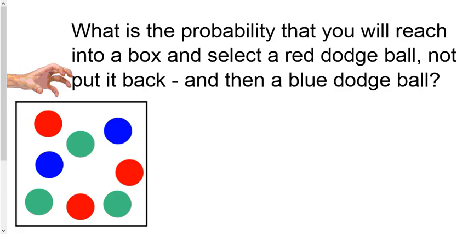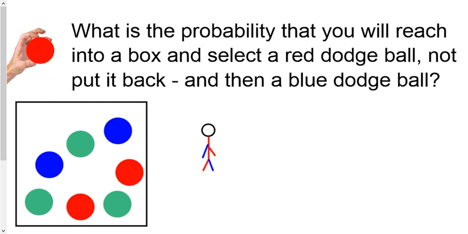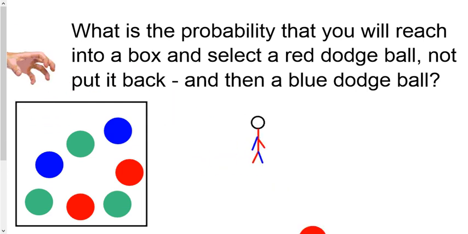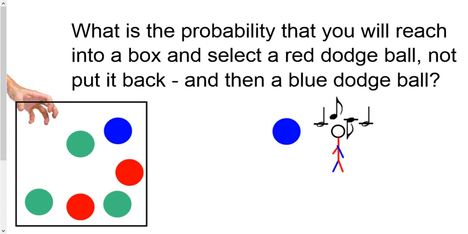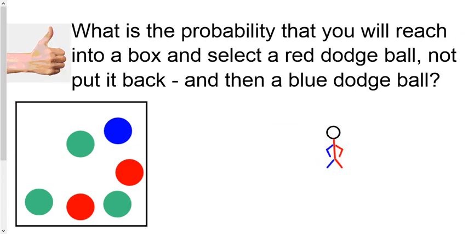What is the probability that you'd reach into a box and select a red dodgeball, not put it back, and then reach right back in and get a blue dodgeball? So let's watch this scenario play out in live action here. Get the red dodgeball, throw it, miss, go for the blue dodgeball, hit them, and then the person gets up and is a little bit annoyed with you because you nailed them.